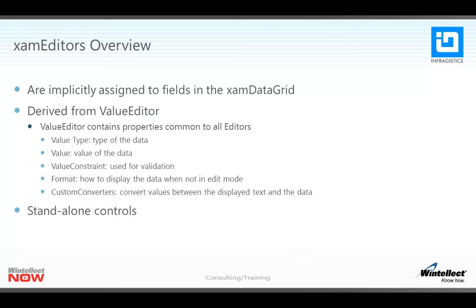XAMPP editors are implicitly assigned to fields in the XAMPP data grid. They derive from a base value editor class. The value editor contains properties common to all editors such as value type for the data being edited, value of the data, value constraint for validation, format for how to display the value when not in edit mode, and custom converters for converting data back and forth between the displayed text and the value. Value editors are also standalone controls that can be used anywhere in any WPF content.